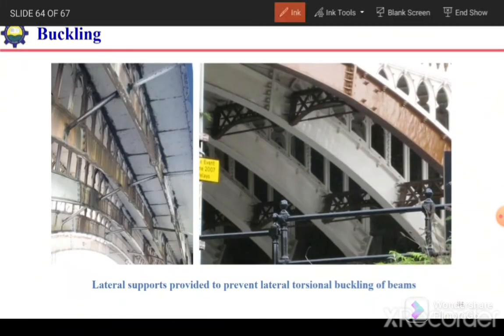To protect thin structural beams from lateral torsional buckling, we can provide bracings in the lateral direction. Lateral supports can be provided to prevent the lateral torsional buckling. So this is the pictorial evidence of support to resist the lateral buckling.